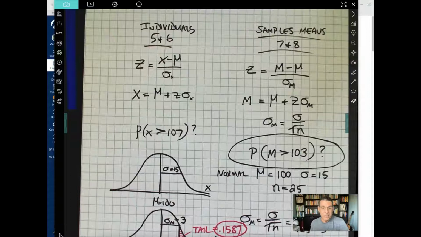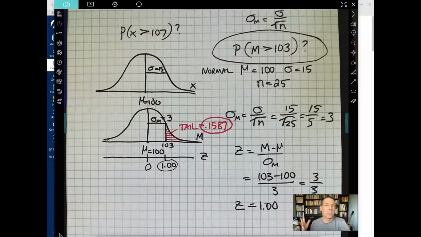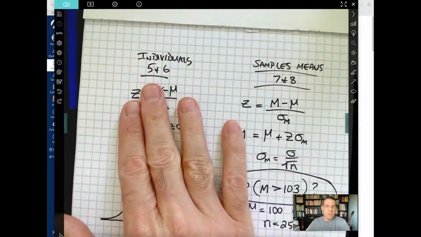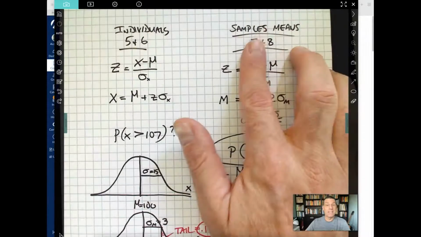Now, the other thing we need to be able to do is go from a proportion or percentage to the actual cutoff score. So again, we did these in chapter 6, where we would say, okay, what are the individual score cutoffs for the top 20%? At what point is the score that determines the top 20%? Or what are the score boundaries for the middle 80%? Okay, so we want to be able to do the same thing, but now with sample means.